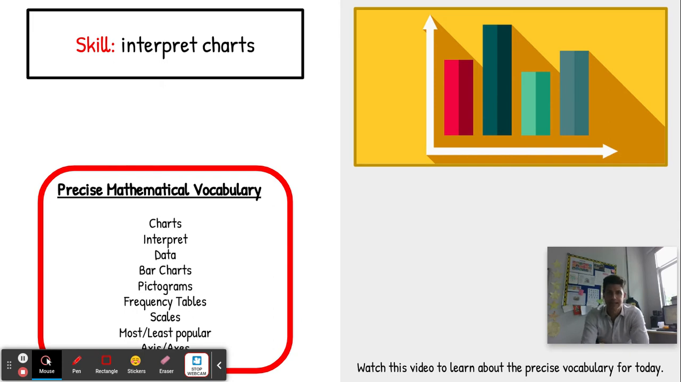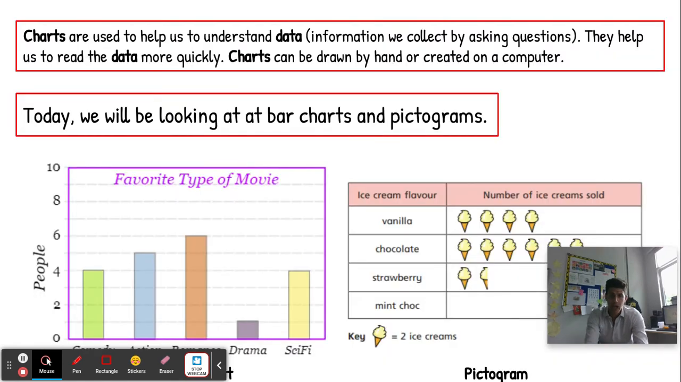So that is our lesson today. We are going to be interpreting charts. Now, charts are used to help us to understand data, to see things quickly, and to make conclusions and decisions. They help us to read it more quickly. Charts can be drawn by hand, or you can create them on a computer.